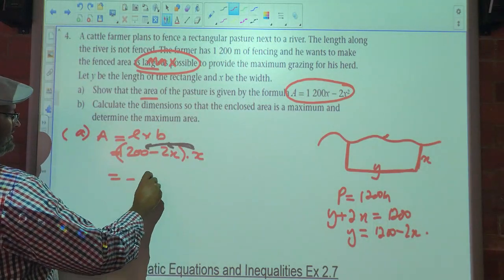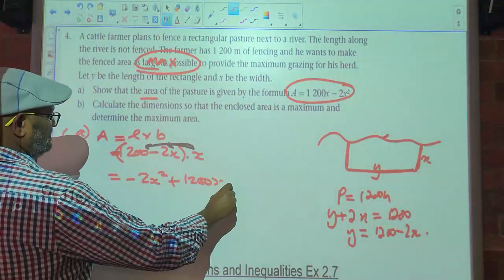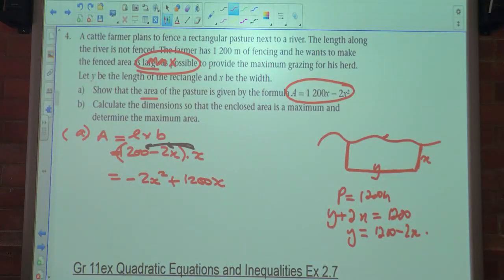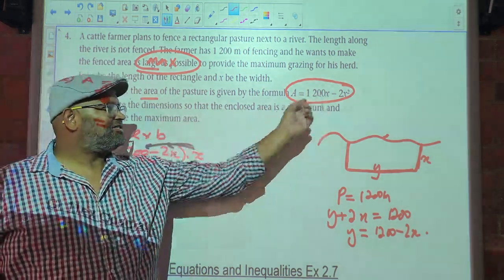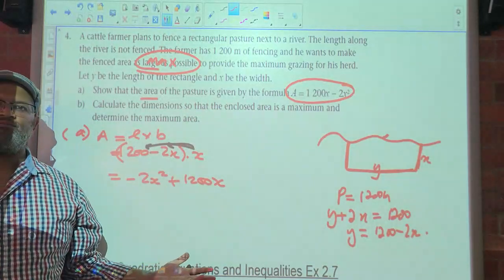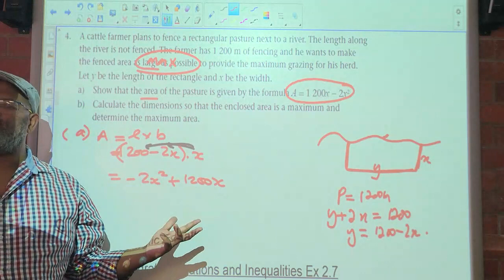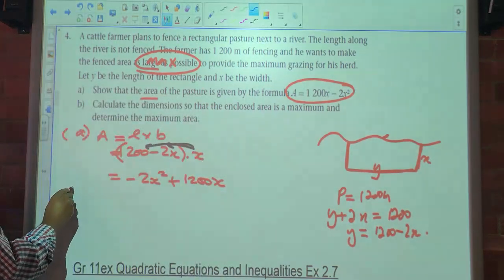Okay, so what do we get? Negative 2x squared plus 1,200x. Okay, have we answered the question? What's the question? Show that the area is written as that. Is that not the same? Yes, it's the same. You just swapped it around, no? But that is acceptable.